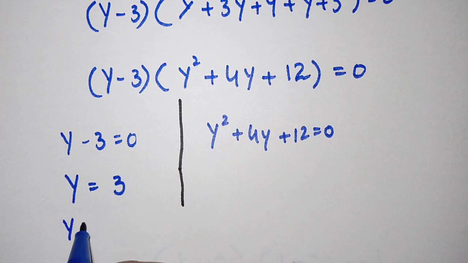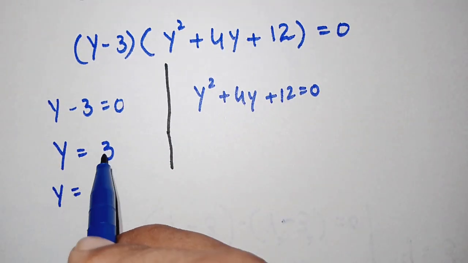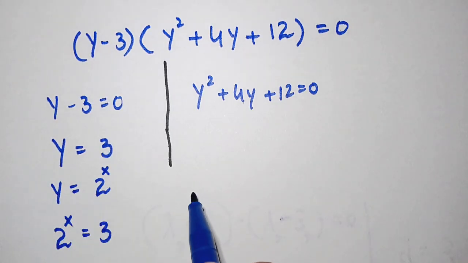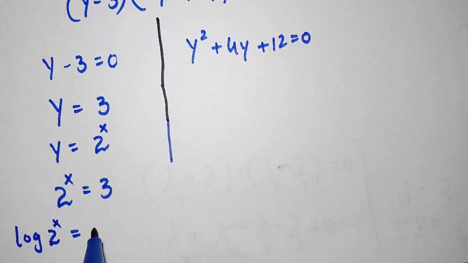So y is equal to 2 to the power of x. Now here y is equal to 3, so this will become 2 to the power of x is equal to 3, because here y is equal to 3. Now in the next step, to solve this we have to take log on both sides, so this will become log of 2 to the power of x is equal to log of 3.